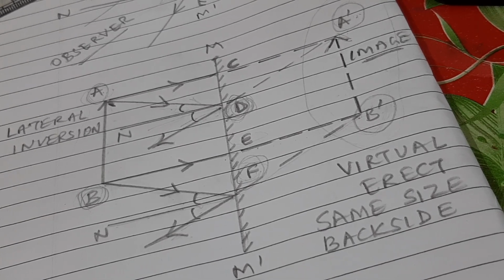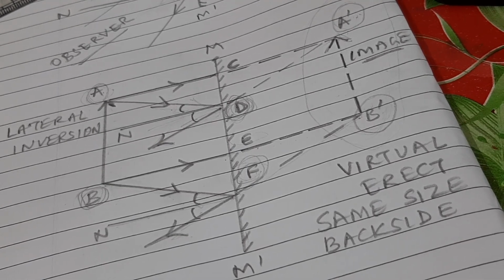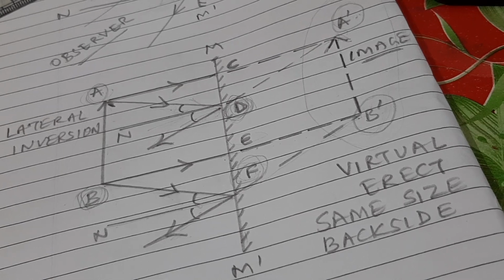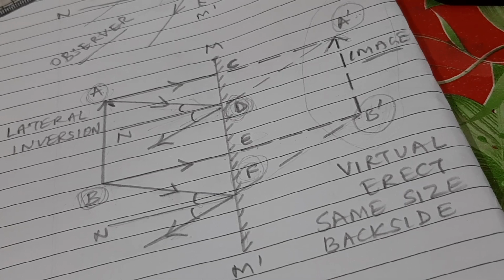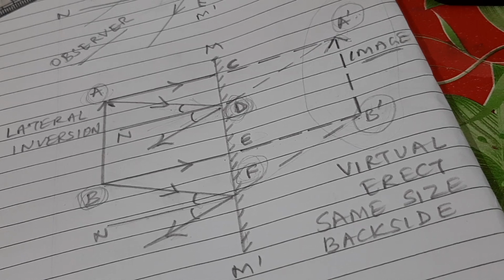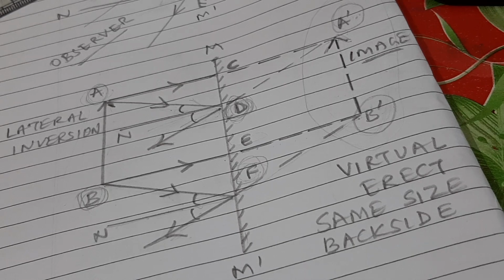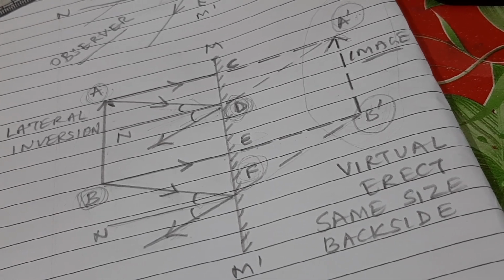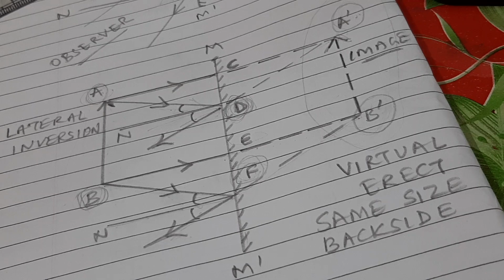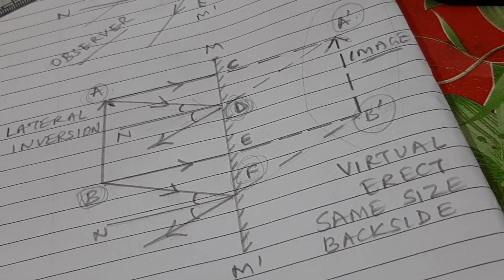So the image formed by an extended object in a plane mirror is a laterally inverted image. When the object is placed in front of a plane mirror, the right side of the object becomes the left side in the image, and the left side of the object appears to become the right side in the image. And this change of sides of an object in the mirror image is called lateral inversion. This phenomenon of lateral inversion is due to reflection of light.